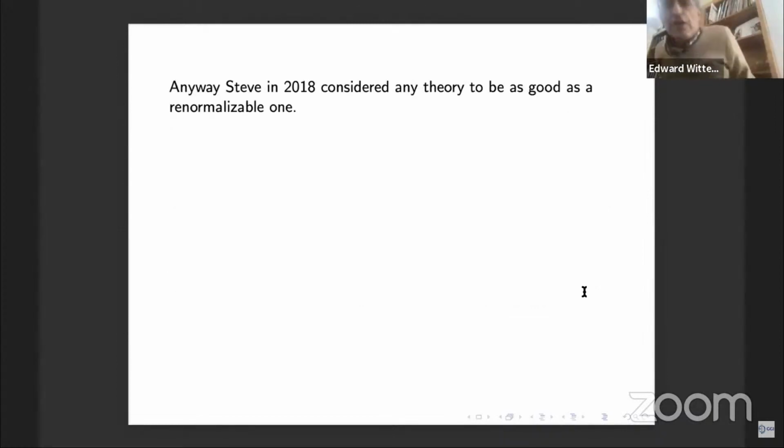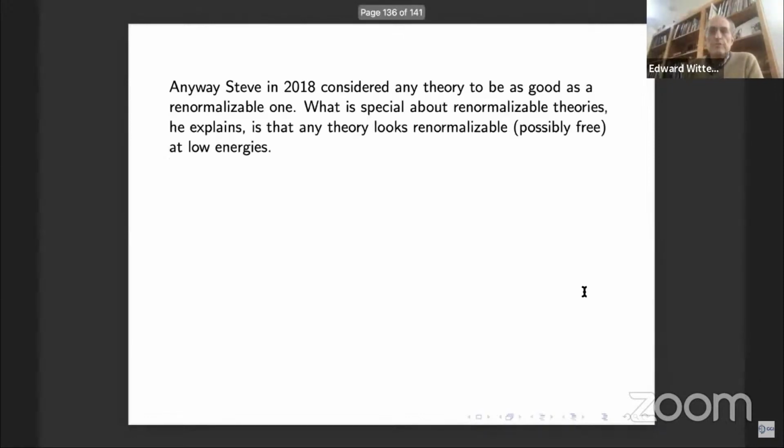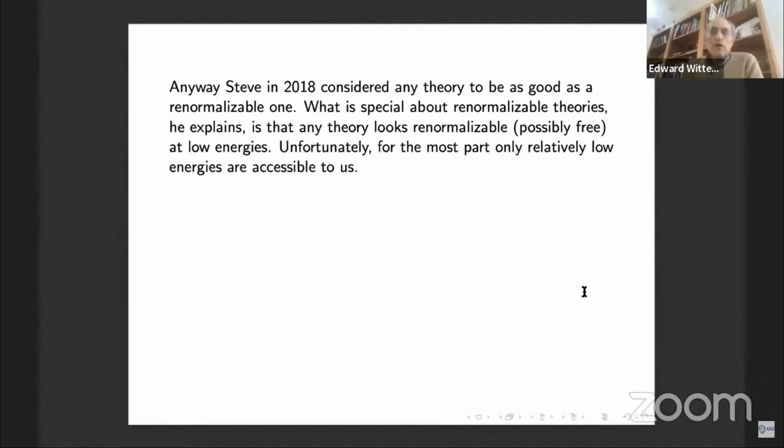Anyway, Steve in 2018 considered any quantum field theory to be as good as a renormalizable one. What's special about renormalizable theories, he explains, and I've said this already, is that any theory looks renormalizable, possibly free, which is a special case of renormalizable. But anyway, any theory looks renormalizable at low energies. Unfortunately, in most observations, only relatively low energies are accessible to us. Famously, the existence of gravity is one probe of high energies. Neutrino masses are probably another, though we don't know for sure.